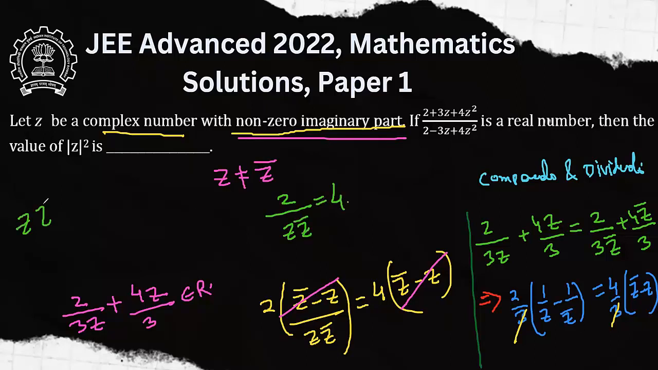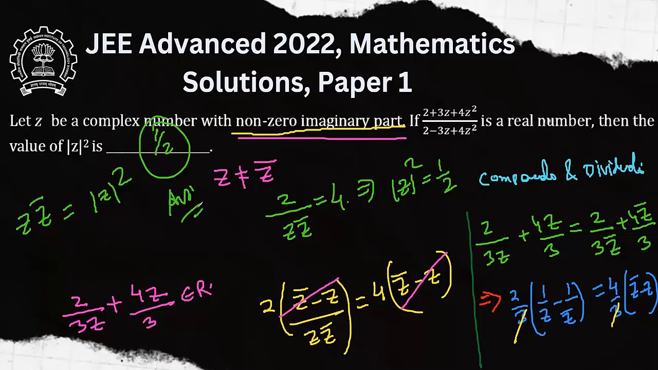Now what is Z Z bar? This is simply mod of Z square, isn't it? So from here I can say mod of Z square is nothing but 2 by 4, that is 1 by 2. And that is what the question is asking, right? So the answer here becomes 1 by 2. Okay. Thank you.